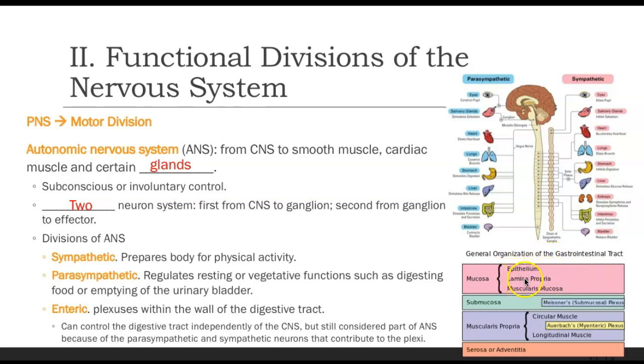And as we're moving through the walls, we have the mucosa, submucosa, muscularis propria or muscularis externa, and then a serosa or adventitia layer. Now, the only reason I'm telling you about these layers is because within the submucosa and the muscularis propria, we have these plexi of nerves here that belong to this enteric nervous system. Through these plexi, we can have the digestive tract kind of independently control itself, but it's still considered a part of our autonomic nervous system because our parasympathetic and sympathetic neurons are going to contribute to these plexi.